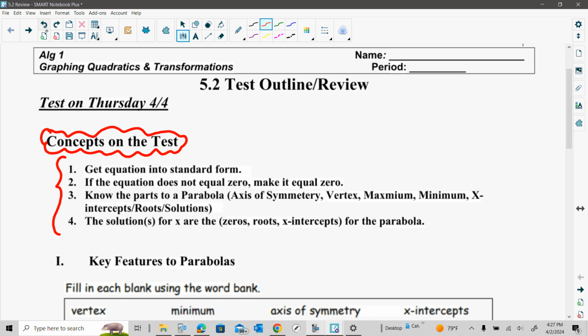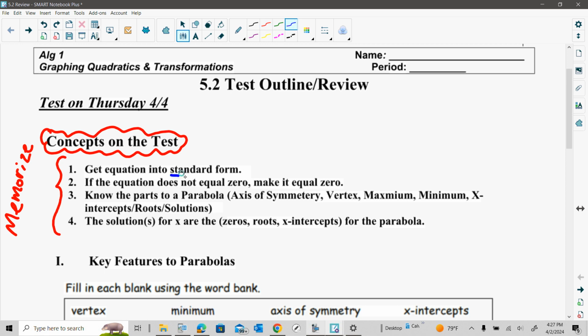Oops, I spelled that wrong, sorry. So I'm just going to go over each little section here and tell you where you need to go to study. Okay, so getting the equation in standard form.